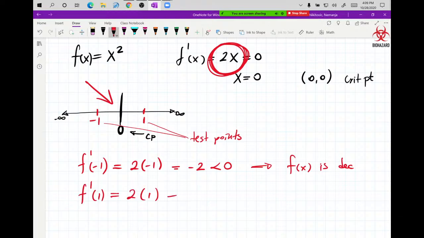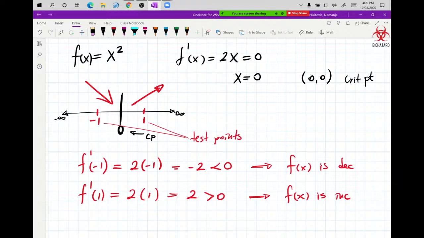That's 2 times 1. That gives you +2. And that means that f of x is increasing. Which would give us an arrow up over here. So we have discovered what the first derivative test is all about. And look what you get for free. Do you see the shape? So clearly your critical point at 0 is a minimum because the shape that you draw shows that it's a minimum.